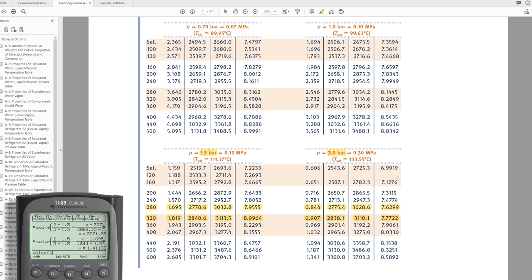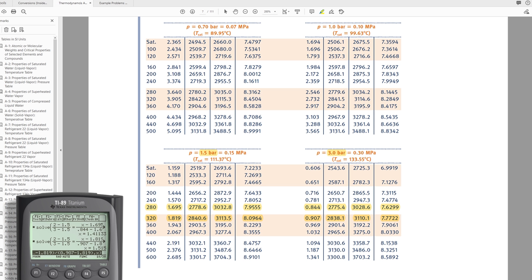So that would be all of 2 minus 1.5, correct minus sign, divided by 3 minus 1.5 is equal to x minus the value at 320 degrees Celsius and 1.5 bar, which would be 1.819, correct minus sign, 1.819 divided by 0.907 minus 1.819. Solving that for x, we get 1.515.